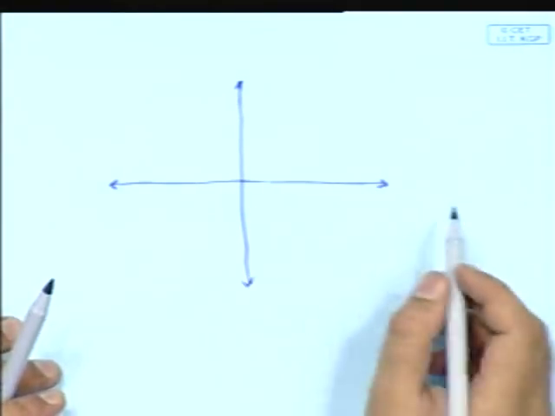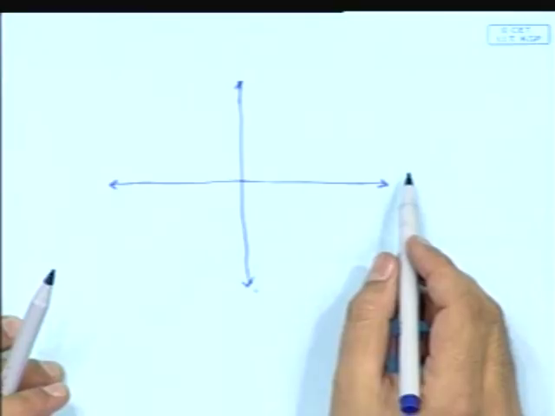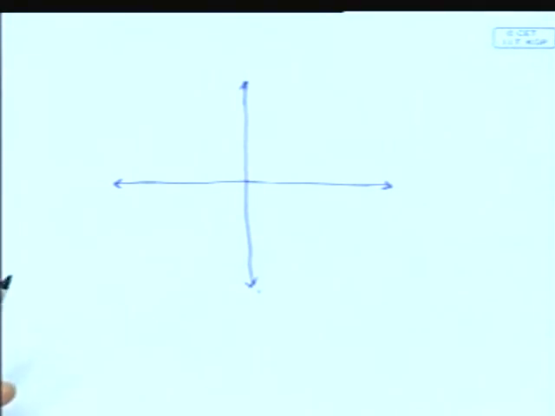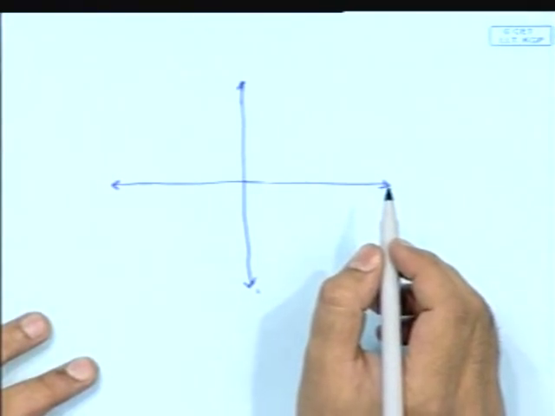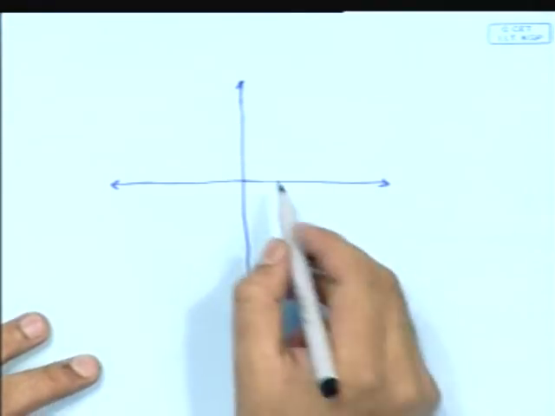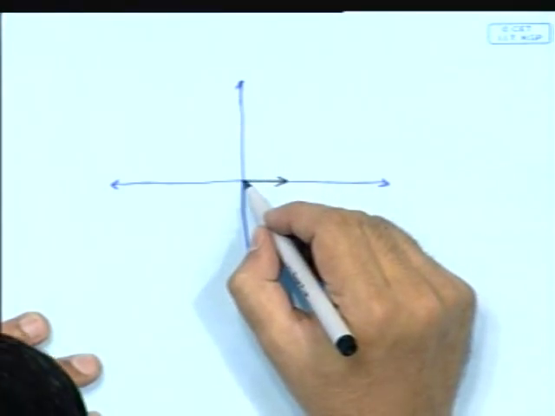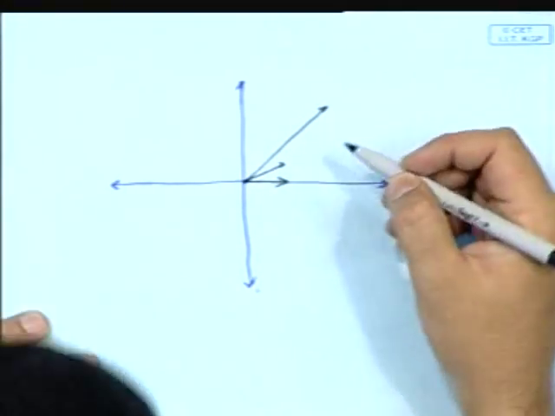Okay, let's say these lines represent the vector, and this angle over here would represent the phase. So we can place our vector in terms of amplitude and angle anywhere in this space, right? So it can be something like this, it can be something like this, it can be something like this, right?